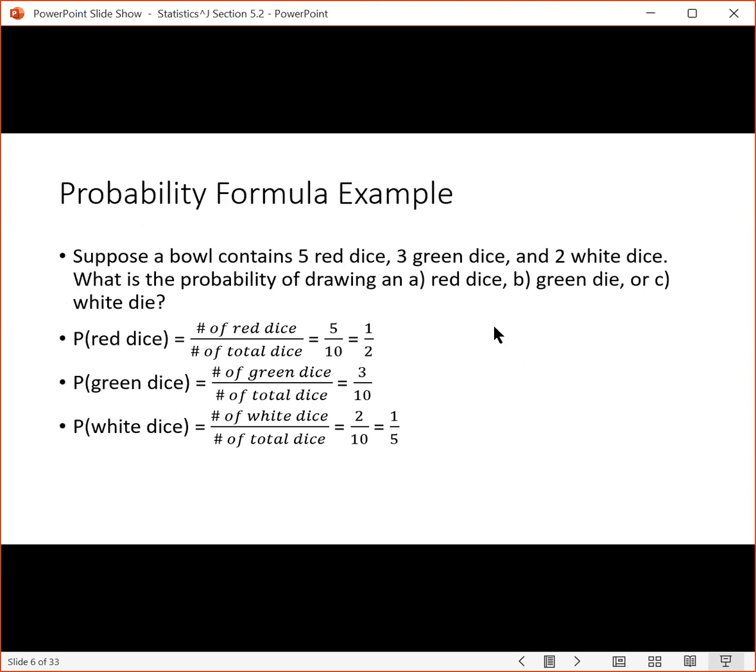All right, so let's look at another example. Suppose a bowl contains 5 red dice, 3 green dice, and 2 white dice. What is the probability of drawing a red dice, a green dice, or a white dice? Well, the probability of the red dice would be the number of red dice over the total number of dice. So there's 5 red dice over 10 dice total. And then the probability of a green dice would be the number of green dice, which is 3, over the total number of dice, which is 10. And the probability of a white dice would be the number of white dice over the total number of dice.